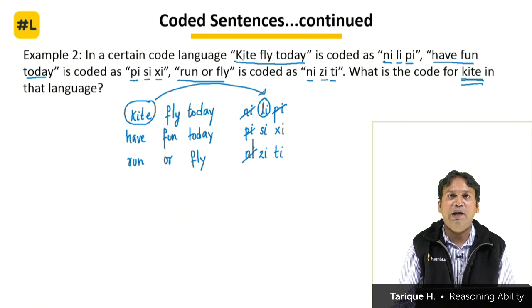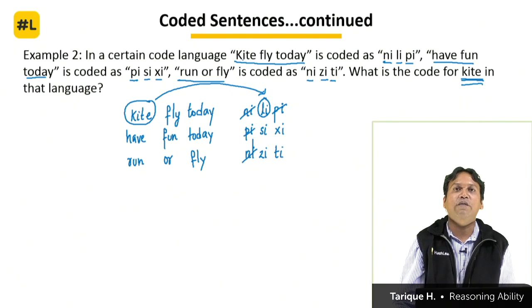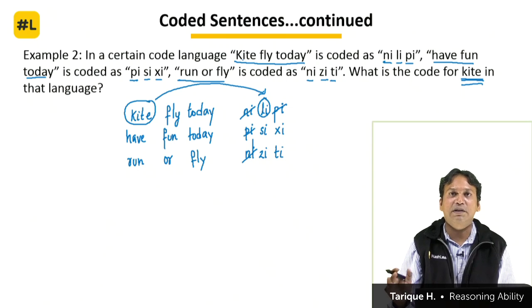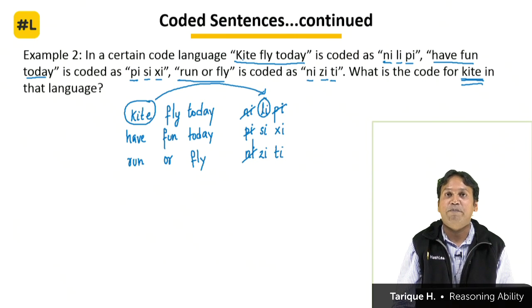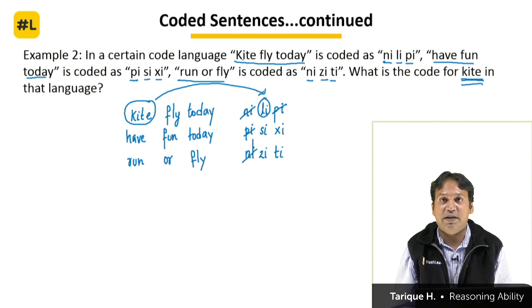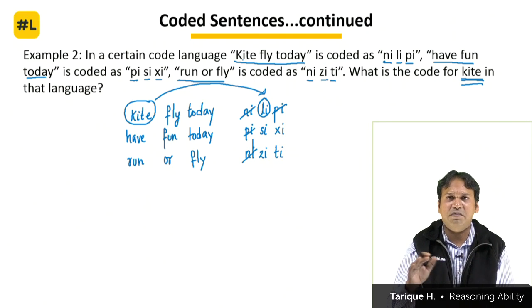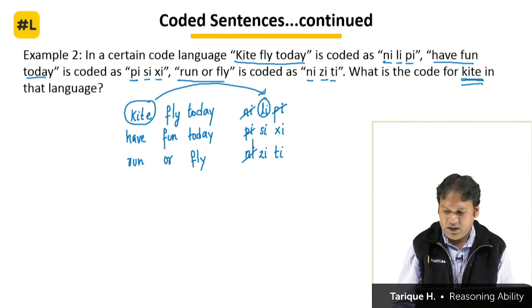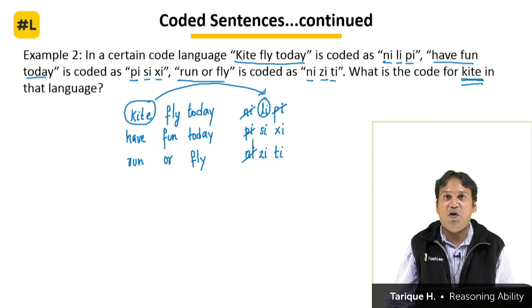So let us see now, can you apply this similar concept of matching and finding the code for words in a slightly advanced question of sentence coding? So get ready for the third question, which will be of average to middle difficulty level. How many of you can solve this? Let us see, and then we will go and discuss the remaining part of coded sentences.